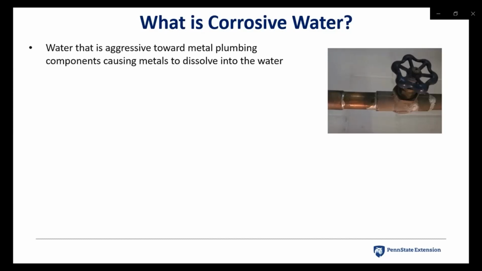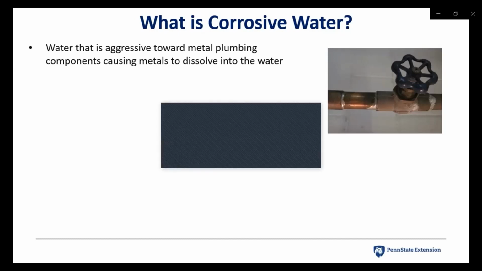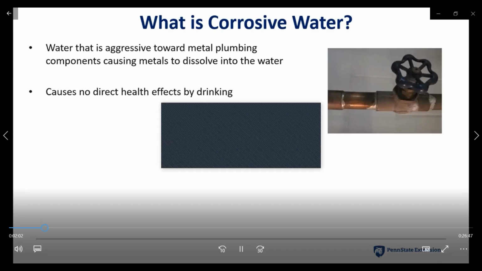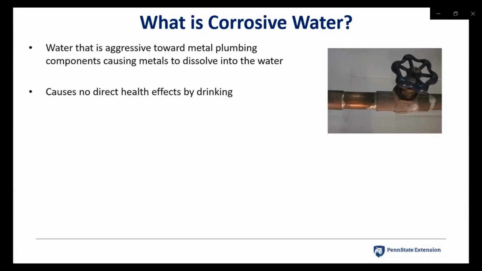So in most private water system homes, that would be copper pipe that may be joined by lead solder. But it can also be galvanized pipe. It can be pure lead pipe, and even some other less common metals that you might find in metal plumbing.